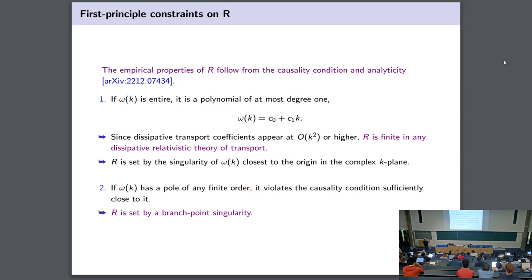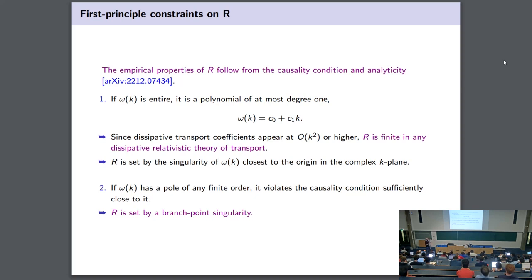Now, these empirical properties, as we showed in our first paper on the subject, follow straightforwardly from the causality condition and analyticity. In this paper, among others, we proved two theorems that I'm going to use now. The first theorem is that if the dispersion relation is an entire function of k, it has to be at most a polynomial of degree 1 in k.